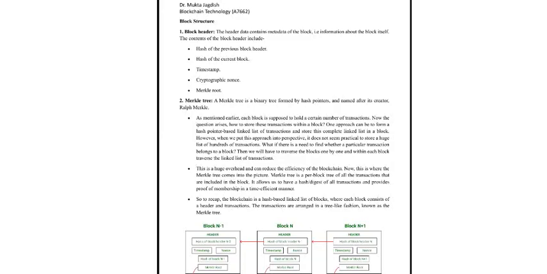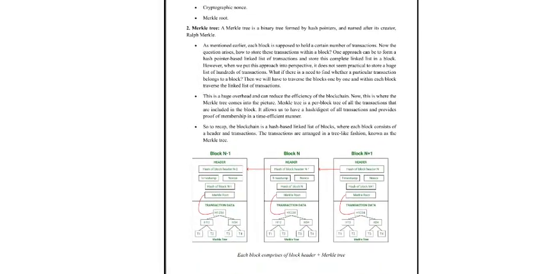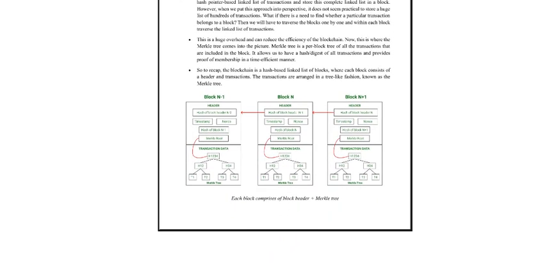A Merkle tree is a per-block tree of all the transactions, as we have already discussed. So I am going with a quick revision. A Merkle tree is a per-block tree of all the transactions that are included in the block. It allows us to have a hash or digest of all the transactions and the proof of membership in a time efficient manner.